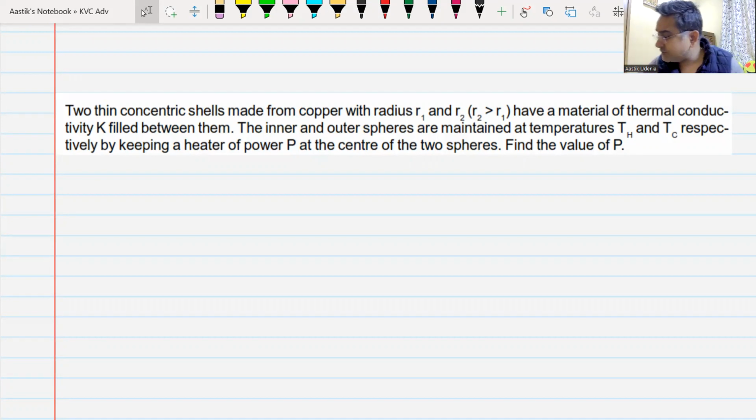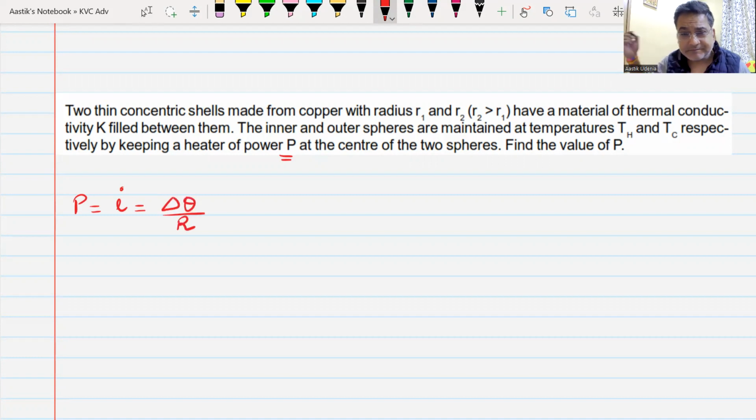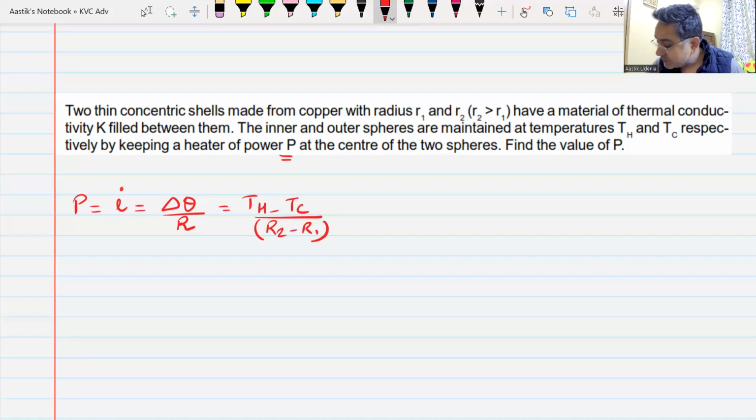So how do we do this question? The power P of the point source at the center, the rate at which heat is going, is nothing but equal to heat current. Yes or no? That should be equal to temperature difference delta theta divided by the resistance of this shell. You just put the values and get the answer. TH minus TC divided by the resistance. Resistance is (R2 minus R1) divided by 4 pi k into R1 and R2.